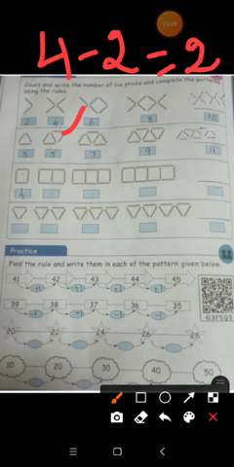What is the final number here? 8. In the last figure they are given totally 8 ice sticks. So we want to add 2 with the last number 8. So 8 plus 2 is 10. Write the number 10 in the box first.